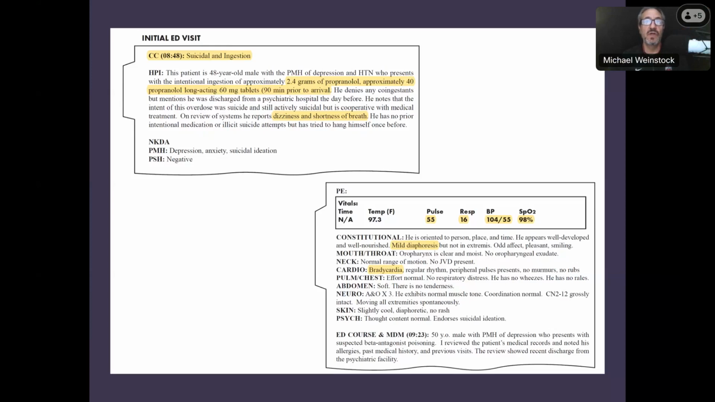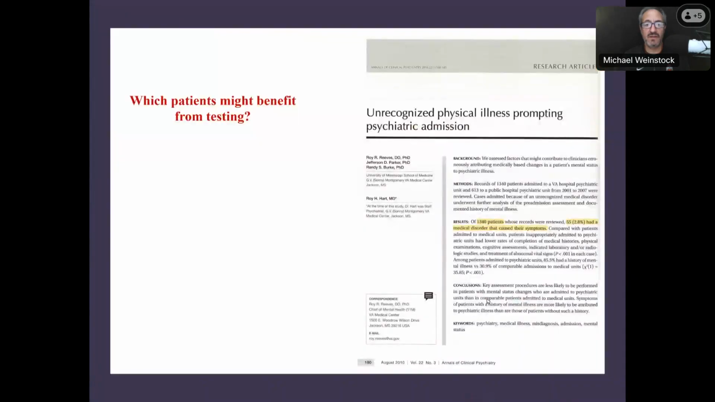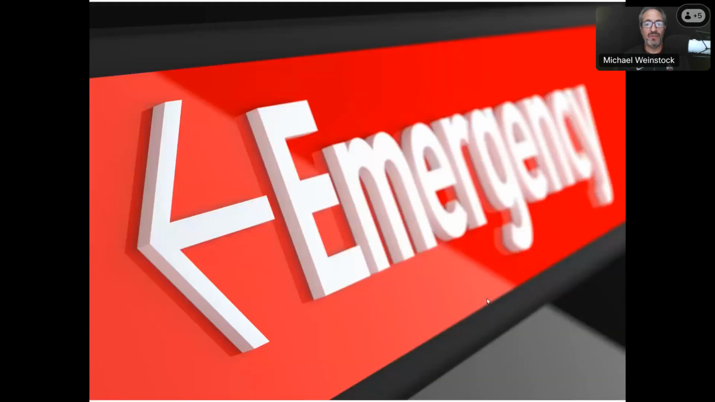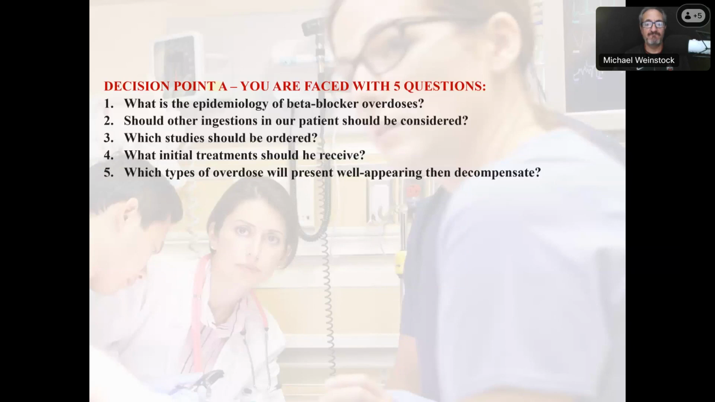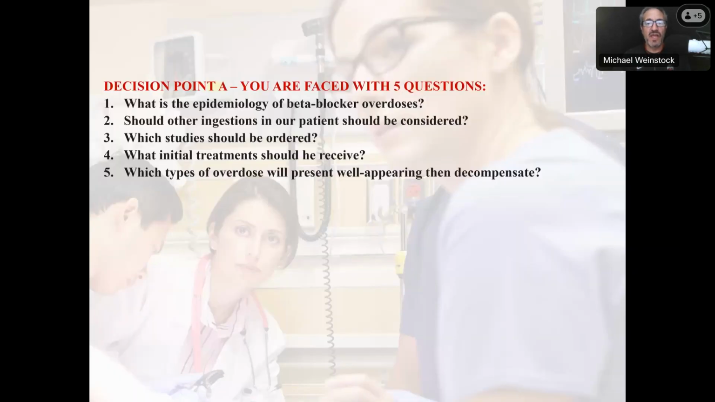We certainly will. So what happened with this patient here? Okay, hold on a sec there. So what happened with this patient? And I would just shout out real quick to Dr. Emmanuel and some of the psychiatry residents from the program at Adena with his really nice publication, Psychiatric Manifestations of Medical Disease. So, okay. Anyway, we are now getting to our decision point A.